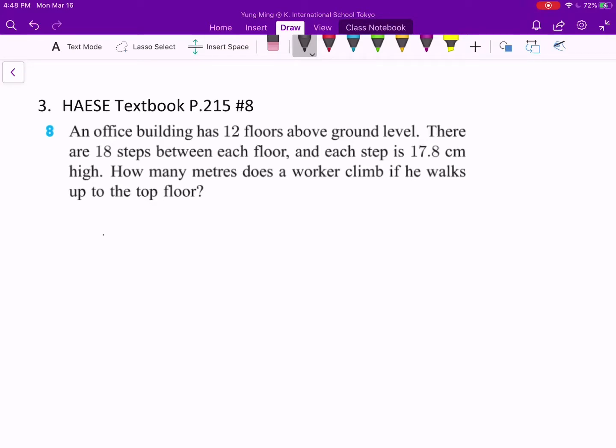So basically, we got 12 floors. Each floor has 18 steps. Each step has 17.8 centimeters high. I want to find out how high this building is. How many meters do we need to climb upwards in order to go from the bottom to the top? According to our fancy calculator, we got 3844.8 centimeters. This is not the answer yet because we're looking for how many meters.